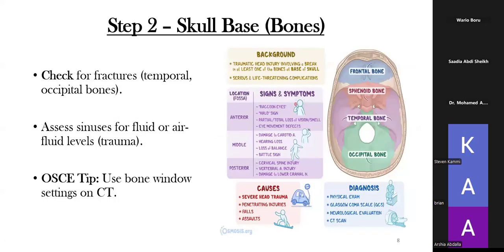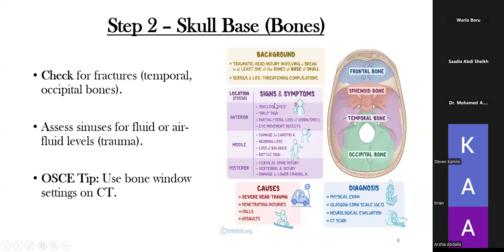Now, the other thing I want to talk about is the skull base as you come down. Remember, the skull base primarily has the anterior cranial fossa, the middle cranial fossa, and the posterior cranial fossa. Now, using the bone window, you want to check for fractures, especially at the level of the temporal bone and the occipital bone. Patients who have otorrhea, for example, would have a skull base fracture. So you want to be able to tell at the level of the skull base if there's a fracture there.